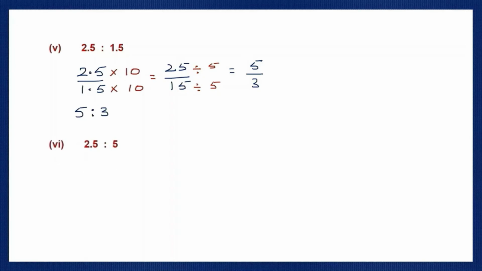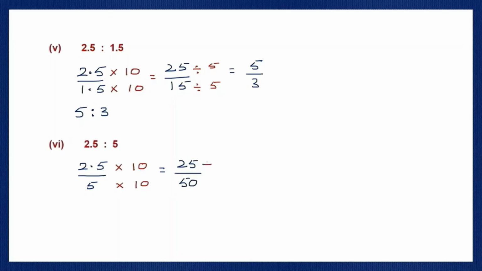Next one, 2.5 is to 5. So one is a decimal number and one is a whole number. Let's write it down. 2.5 by 5. Now we have to make 2.5 also a whole number. And we can do that by moving the point one place to the right. And that can be done only if we multiply it by 10. If we multiply the numerator by 10, we must multiply the denominator also by 10. Now what do we get? 2.5 into 10, the point moves one place to the right, we get 25. 5 into 10 is 50. So now we have 25 by 50.